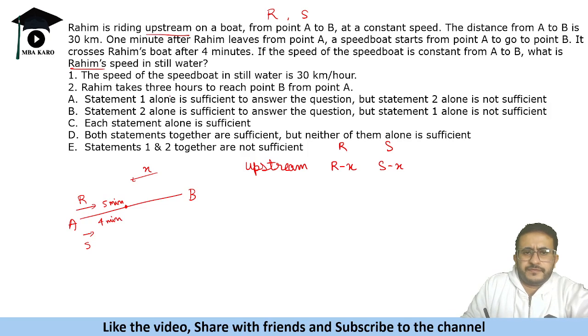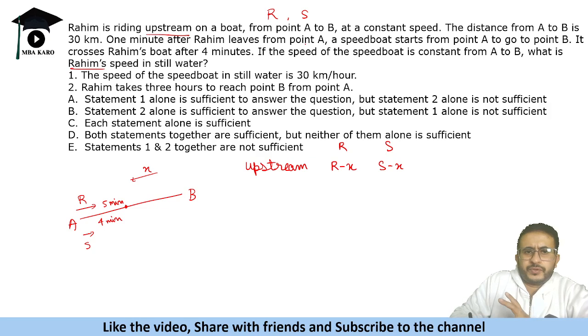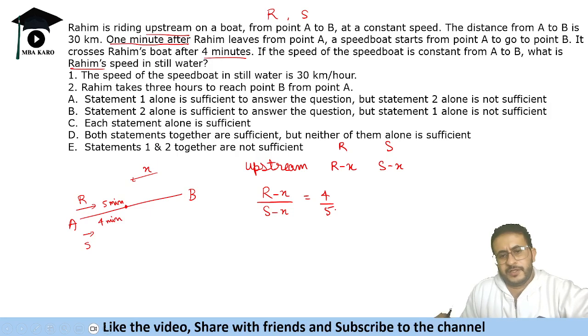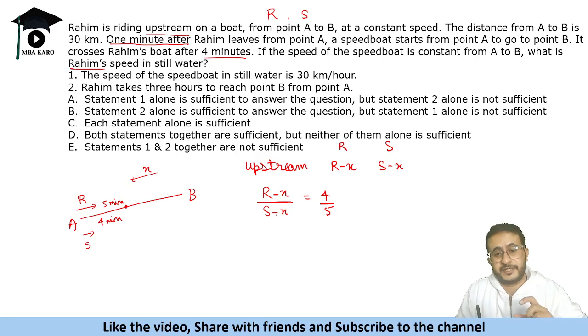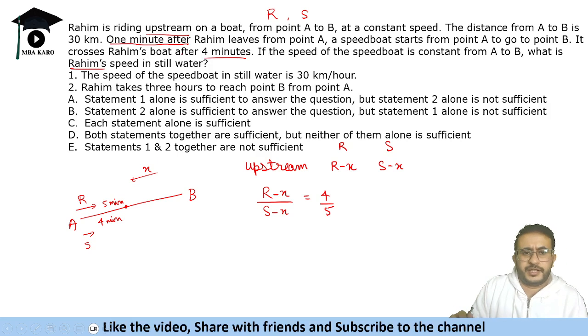Now first, without even using this information, what we know is they meet after 5 minutes from Rahim's start because the boat starts 1 minute later and it catches up in 4 minutes. So the boat takes 4 minutes, Rahim takes 5 minutes. So the speeds are in inverse proportion to their time. So R minus X upon S minus X is 4 upon 5. That is without using any of these statements, right?